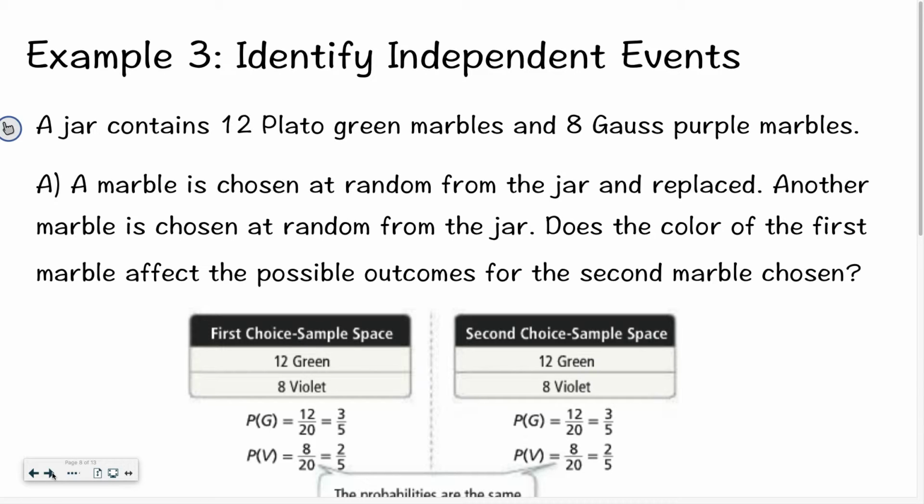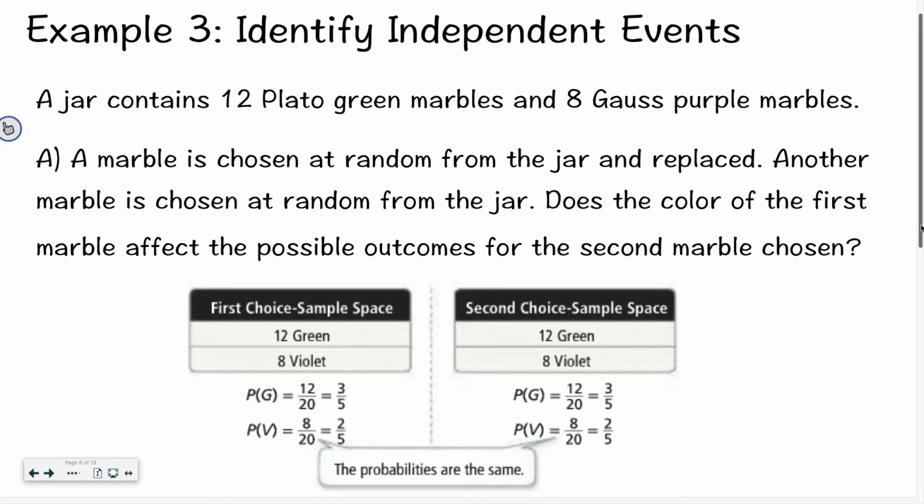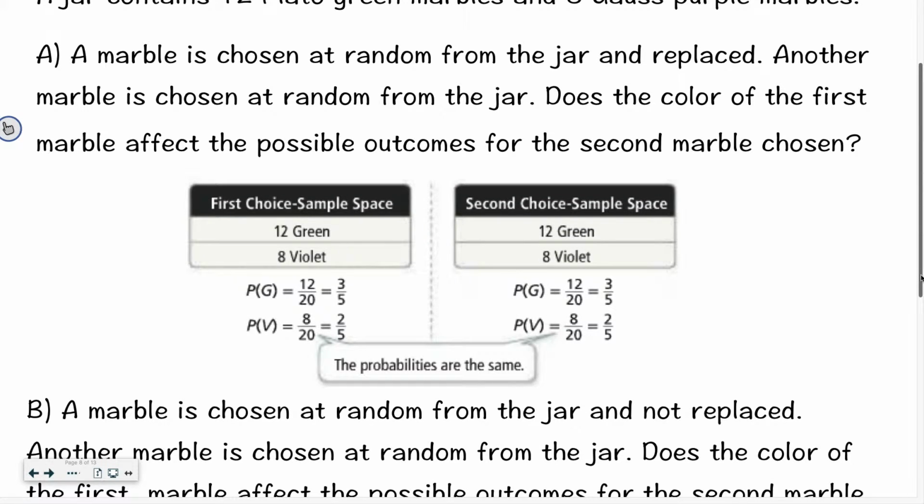So first, let's start. We have a jar that contains 12 green marbles and 8 purple marbles. So letter A, a marble is chosen at random from the jar and replaced. Another marble is chosen at random from the jar. Does the color of the first marble affect the possible outcomes for the second marble chosen?